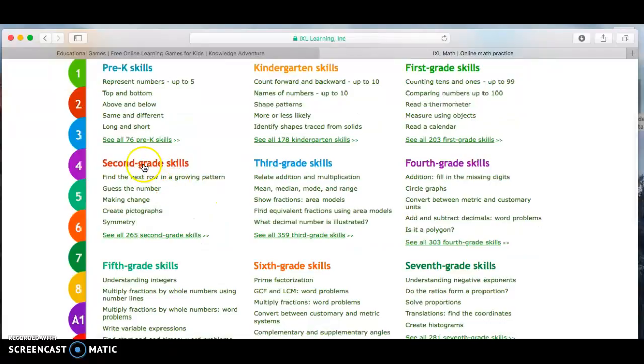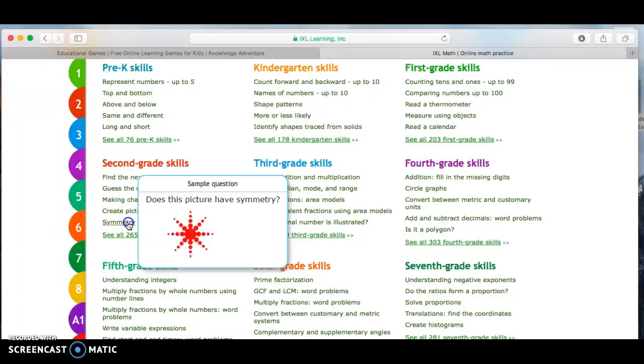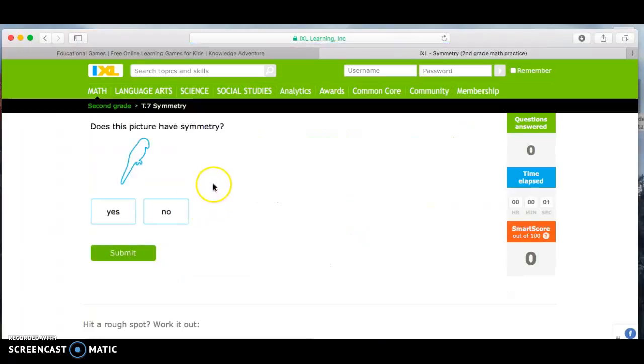Then if we go to second grade, it shows the specific standards that need to be met. So we could choose symmetry. Does this picture have symmetry? So the kids would look at it, compare the sides, and decide, no, that does not have symmetry. So it gives them a little bit of feedback and encourages them. They'll keep going. Does this picture have symmetry? Split it down the middle, yes.